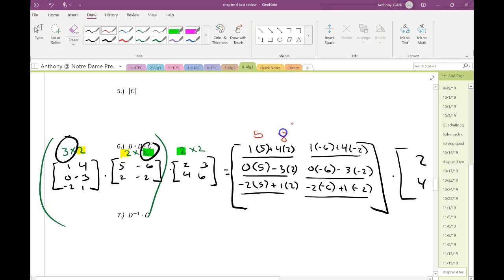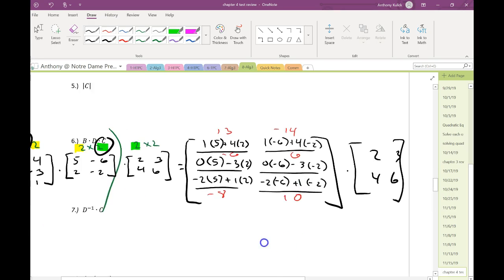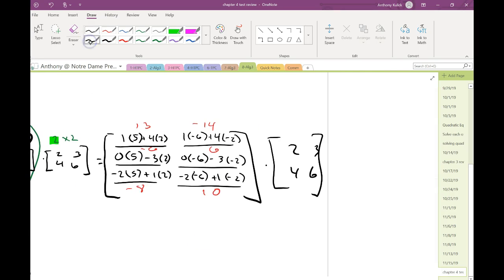All right, so let's multiply this stuff out. So it's a 5 and an 8, a negative 6. That gives me a 13, I guess. Let's actually, maybe I'll just write the 13. Then I have negative 6 plus negative 8. That's negative 14. 0 minus 6 is negative 6. 0 plus 6 is 6. Negative 10 plus 2 is negative 8. And 12 minus 2 is 10. Everybody okay there?